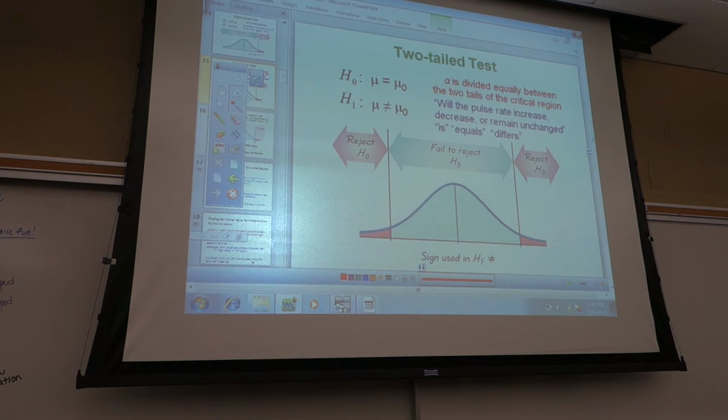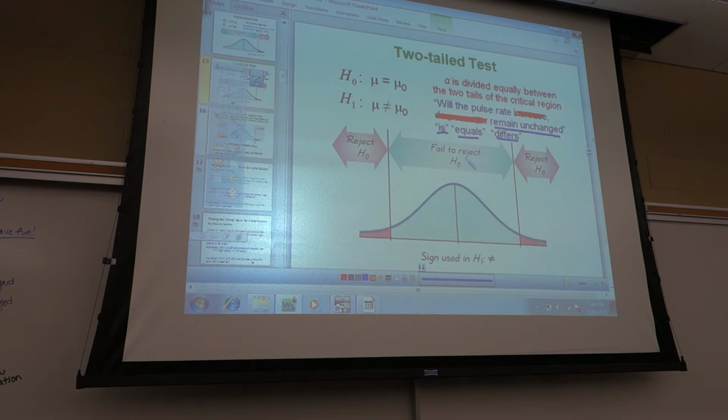Lindsay, go ahead. Two-tailed test. Alpha is divided equally between the two tails of the critical region. Will the pulse rate increase, decrease, or remain unchanged? Is equals and differs. And then H naught, mu equals mu naught, and H1, mu is not equal to mu naught. Great. So, actually, I should have pulled out this part. That gets confusing. But these are the words that indicate two-tailed: remain unchanged, or differs, is, equals, changes, right?